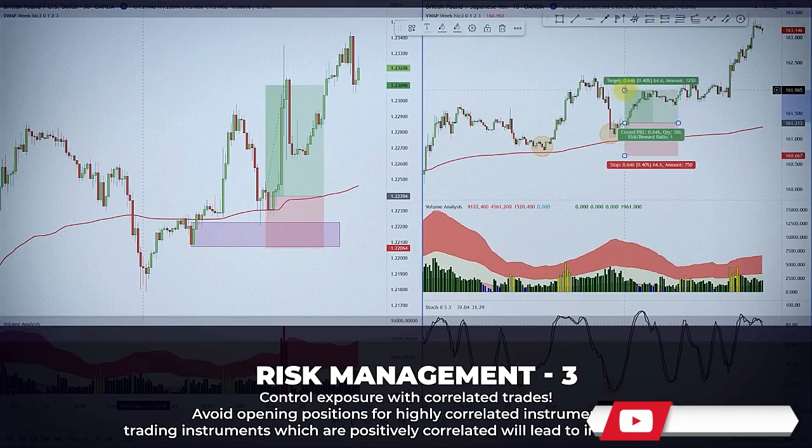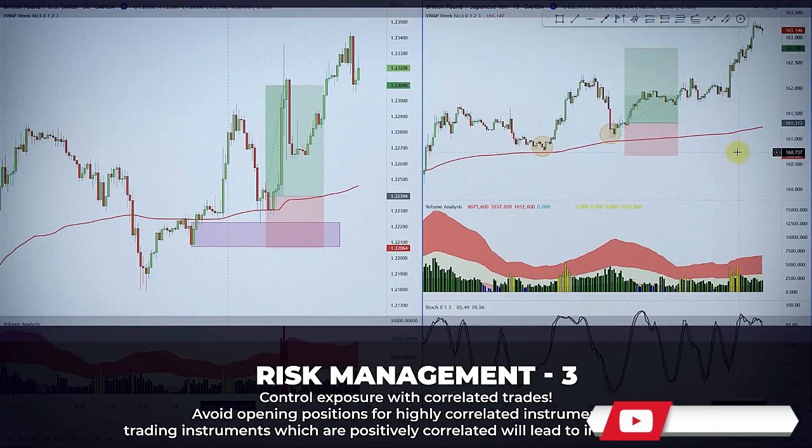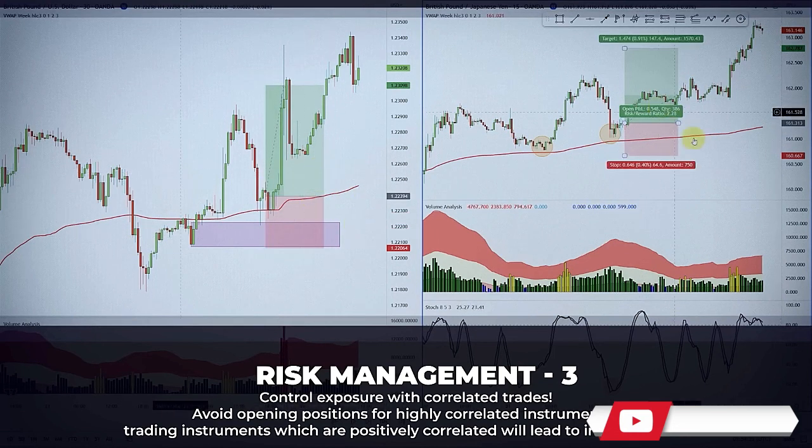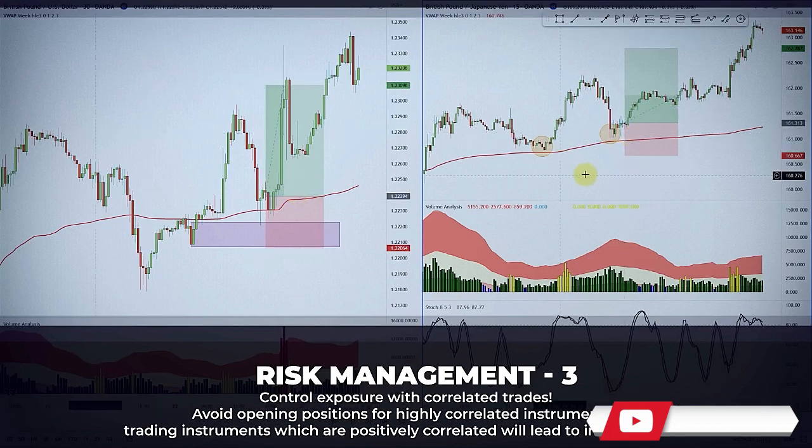Then you will have two correlated trades that could either double your win potential if the pound keeps rallying, or double your losses if the pound suddenly sells off. This is why it's essential to avoid opening positions for highly correlated instruments.